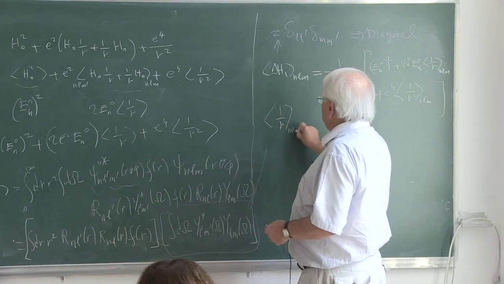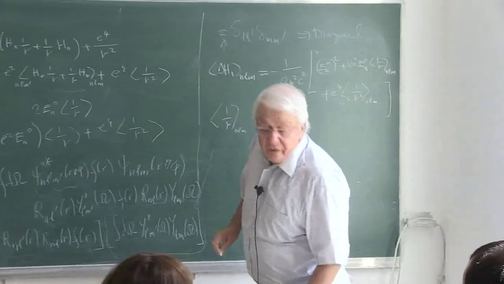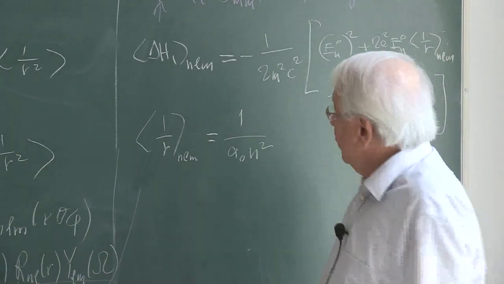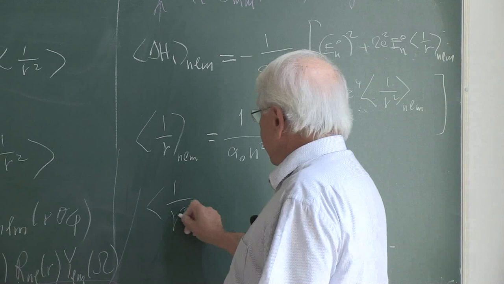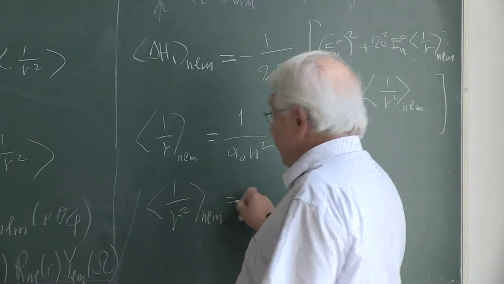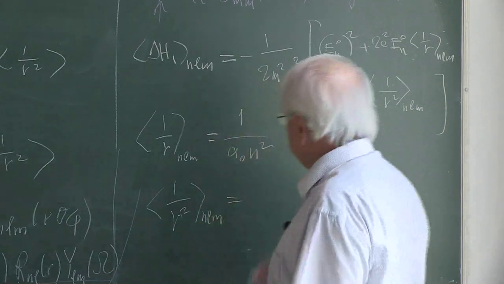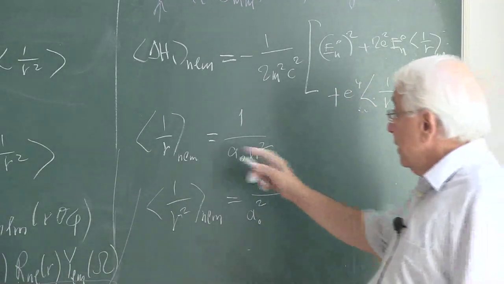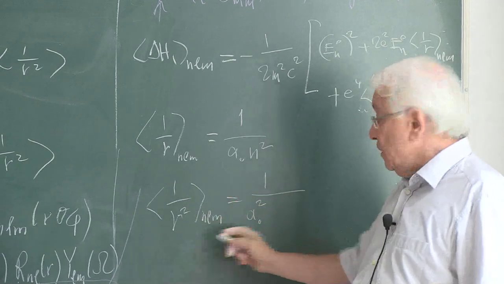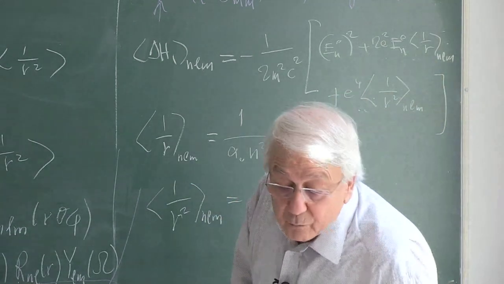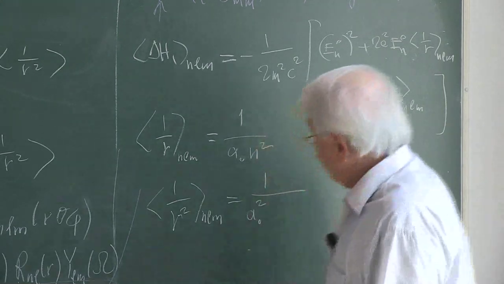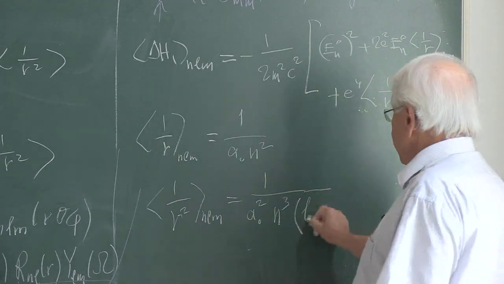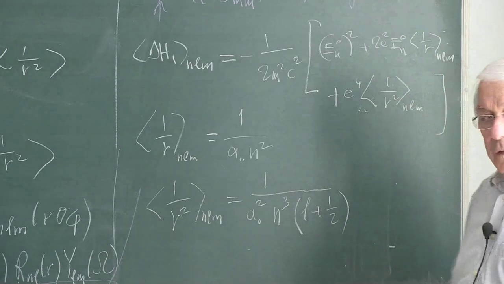This is in the NLM basis given by 1 over a0 n squared. And the 1 over r squared in the NLM basis is given as 1 over a0. You see dimensional consistency is made manifest. 1 over the distance, 1 over the distance. 1 over the distance squared, 1 over the distance squared. So if you copy them wrongly, you have to catch yourself that somehow this is not logical. N cube L plus a half. You see, they're not that simple, obviously.